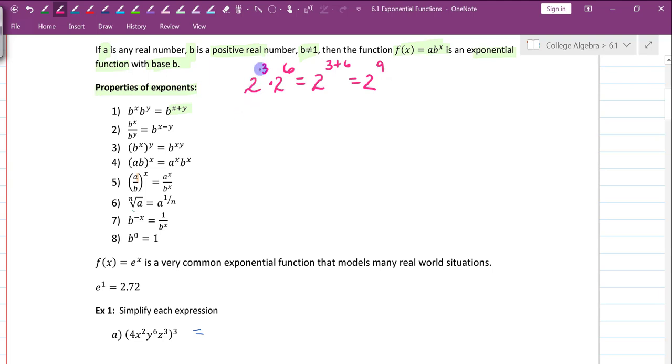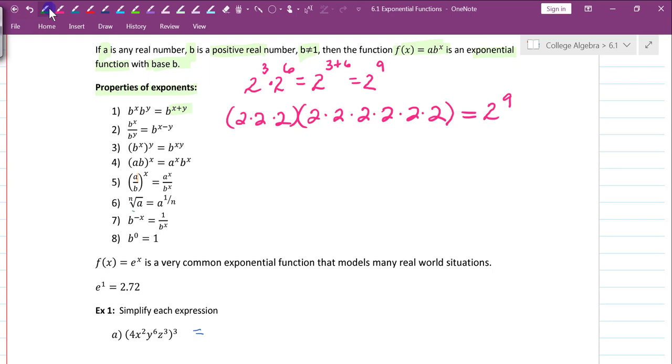If I have 2 to the third power, that's 2 times 2 times 2, correct? And then 2 to the 6th is 2 times 2 times 2 times 2 times 2 times 2. So that's 1, 2, 3, 4, 5, and 6. So now I have 2 cubed multiplied by 2 to the 6th. And how many 2's do I have? 1, 2, 3, 4, 5, 6, 7, 8, 9. So that's how we get 2 to the 9th.